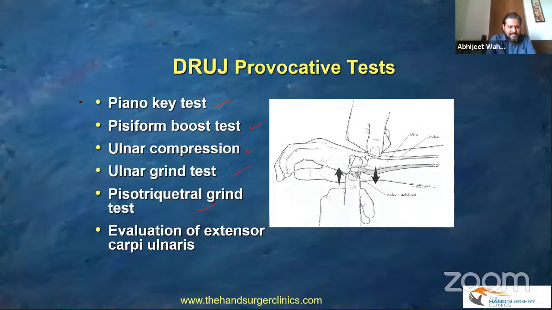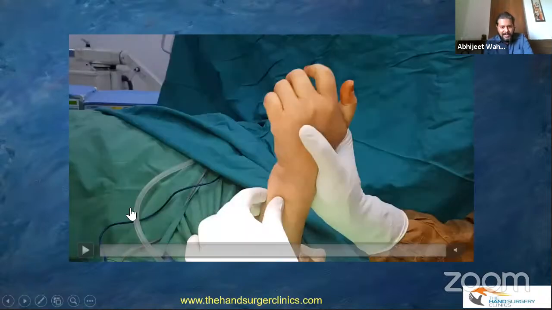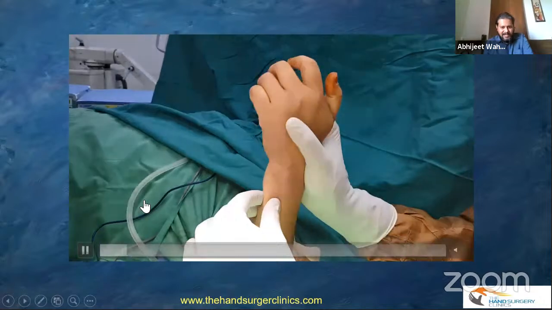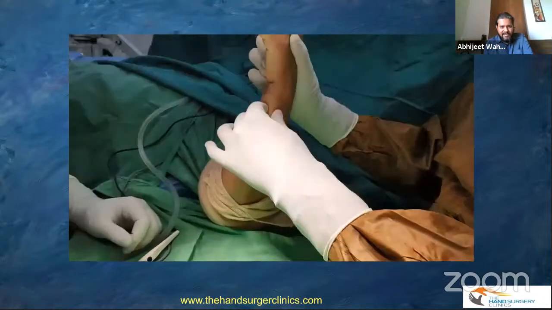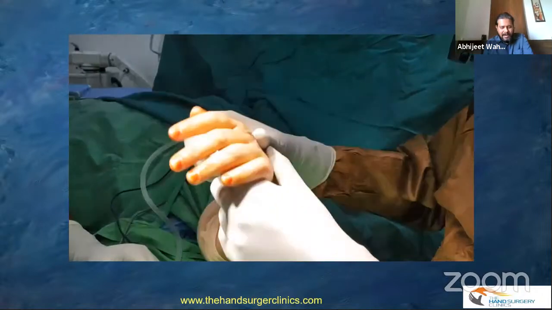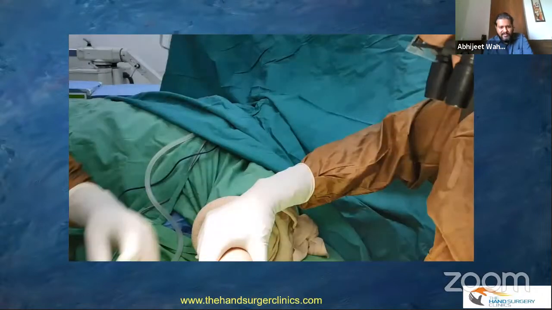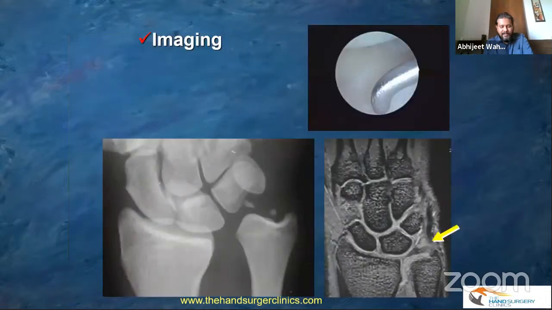So all of these tests or clinical examination tests will give you an inkling as to where exactly the pathology is lying, and therefore you can zoom in or narrow in your diagnosis, combining your clinical examination with a good detailed history that you have already elicited. This is a classical DRUJ ballottement test, and under anesthesia, it is pretty remarkable that the DRUJ is much more unstable than when you're seeing the patient in your clinic.